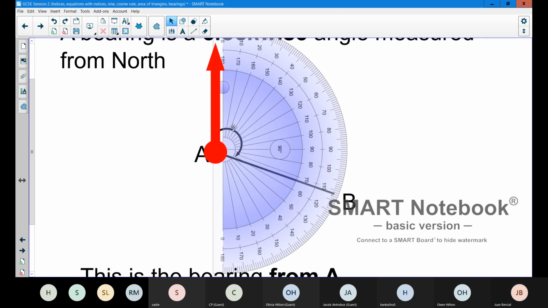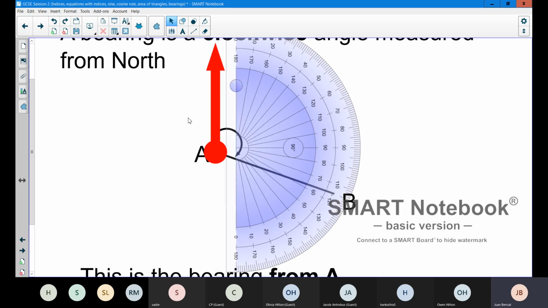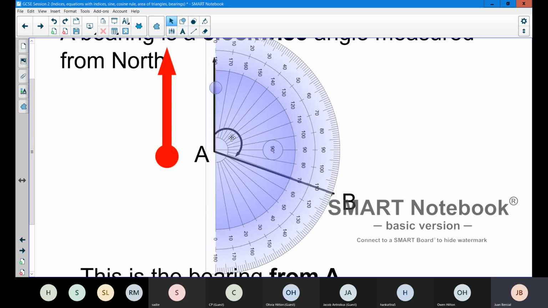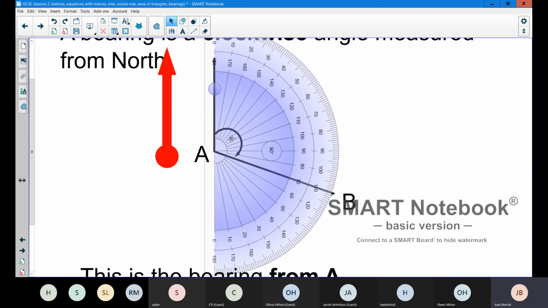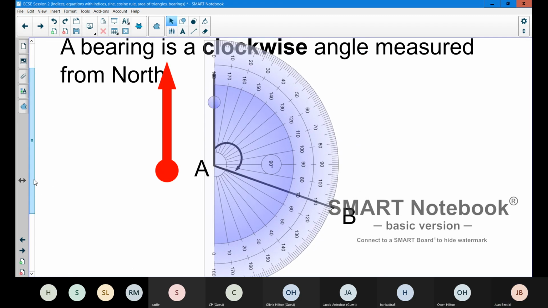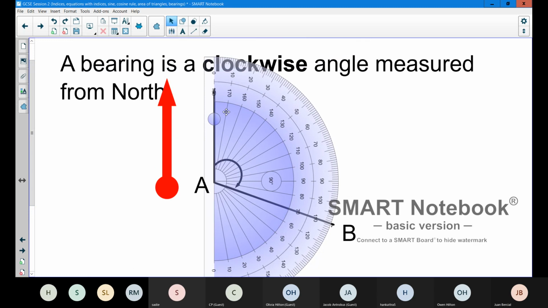The arrow is probably too big and too thick, it was just for emphasis. So we put it there and we put the protractor. Remember, it's clockwise, so the 0 is there, and I look all the way around.